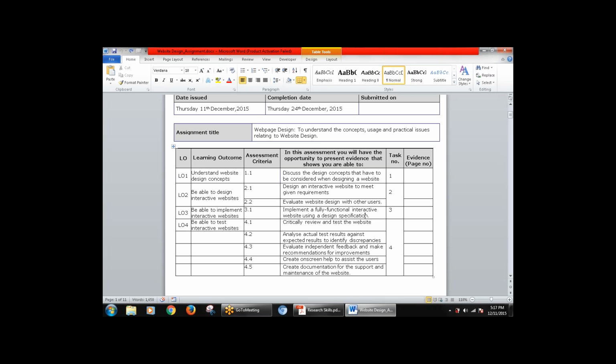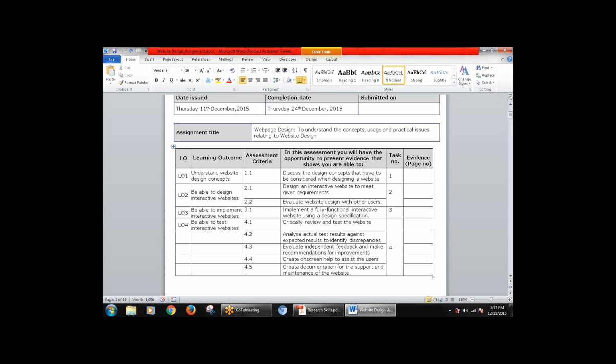Then 4.3 is evaluate independent feedback and make recommendations for improvement. That is, evaluate the independent feedback and make recommendations, that is, what are the various recommendations for improvement after receiving the feedback. Right, that is 4.3.